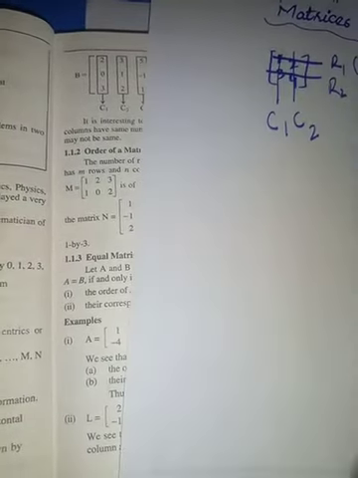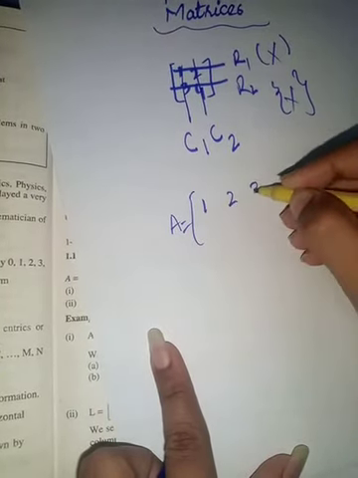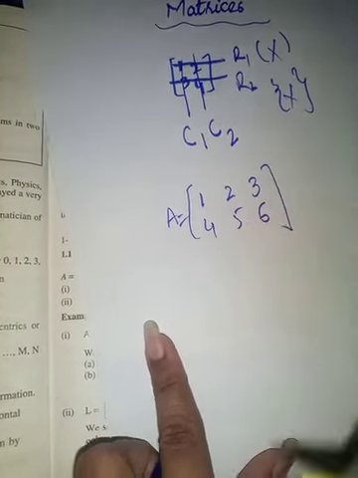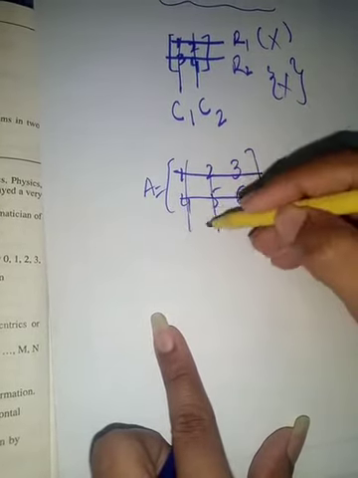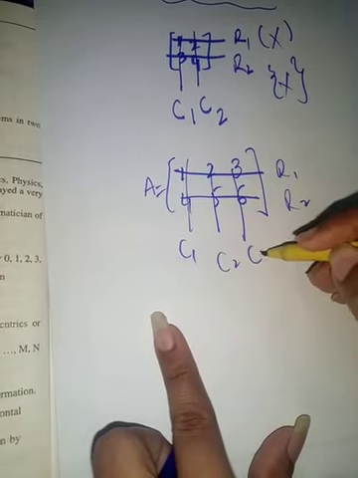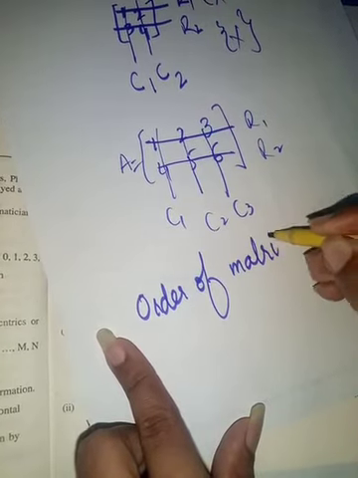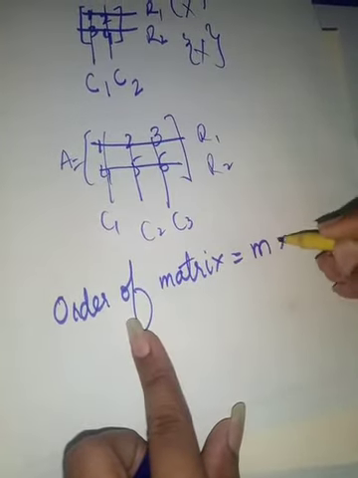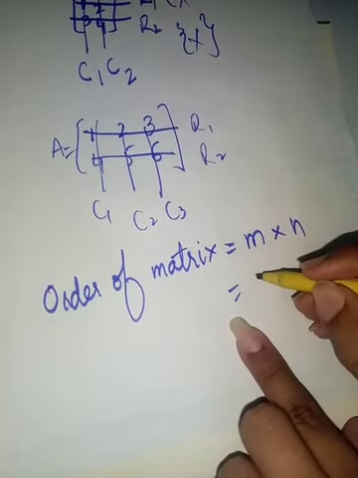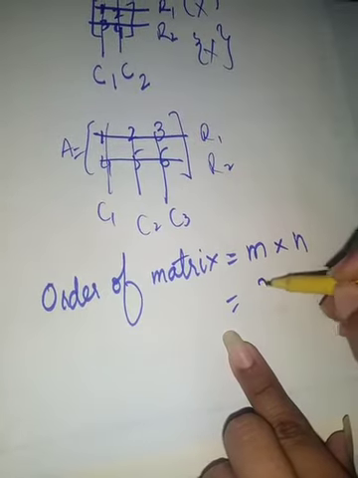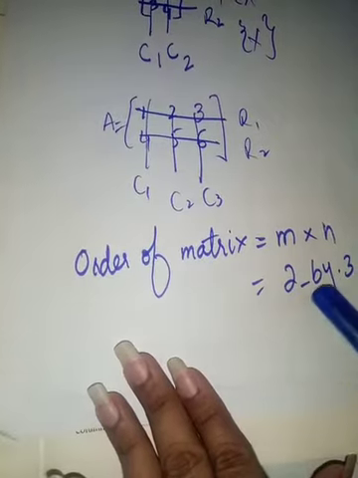किसी भी matrix में, for example, you have a matrix A: 1, 2, 3, 4, 5, 6. You have to mention the number of rows and number of columns. When you write m into n, m shows the number of rows and n shows the number of columns. So in this matrix there are 2 rows and 3 columns. So the order of the matrix is 2 by 3.